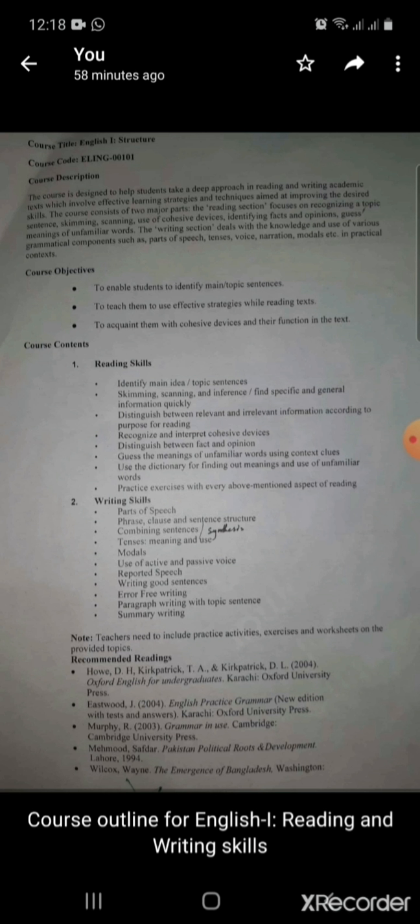The course outline says that the contents are majorly about reading skills and writing skills. I have covered one of the topics from writing skills, that is parts of speech. Our topic to discuss today is bullet number 2 from writing skills, that is phrase, clause, and sentence structure.